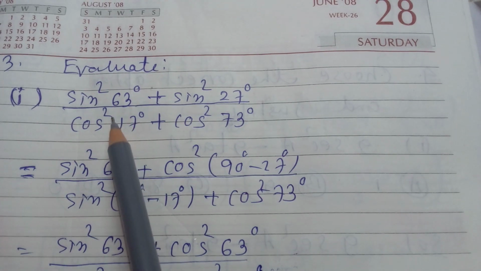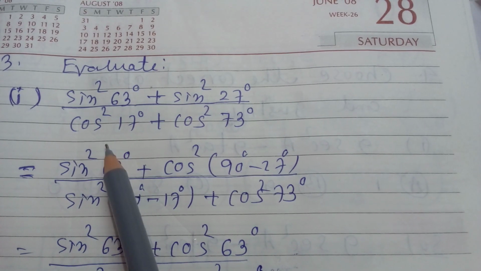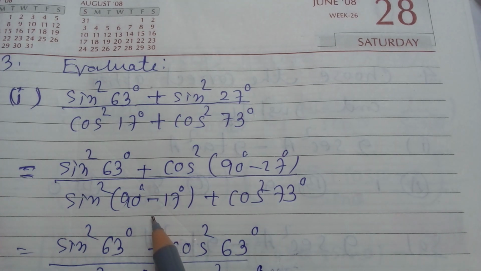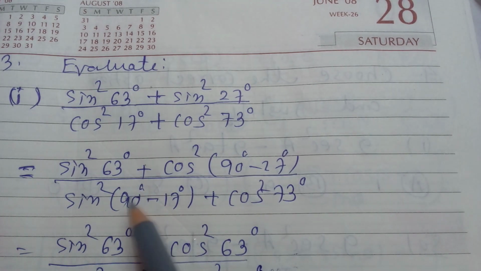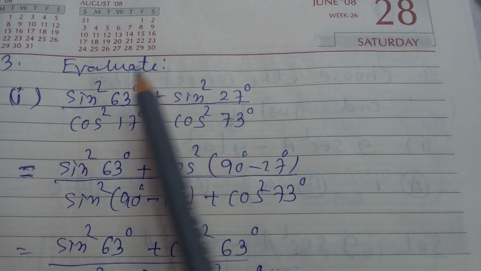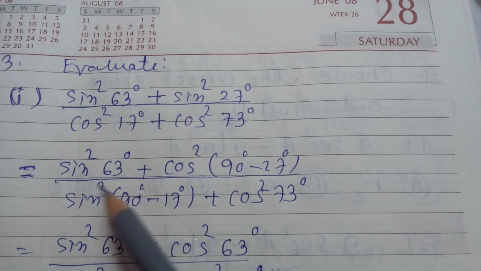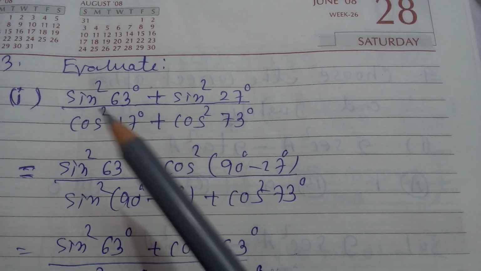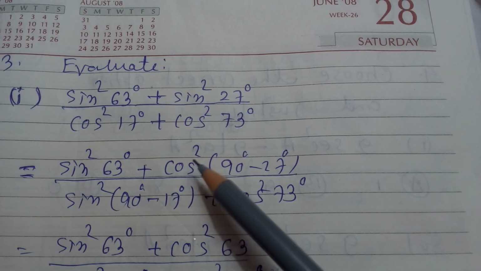Evaluate: sin square 63 degree plus sin square 27 degree, by cos square 17 degree plus cos square 73 degree. Now you know the formula sin square theta plus cos square theta equal to 1, so we have to apply the formula. Here degrees are different and both are sine, so at first you have to represent this in the form of sin square theta plus cos square theta. So this is sin square theta, no change. This is sin square, so you change it to cos square.